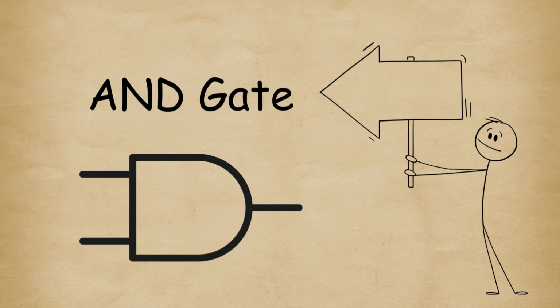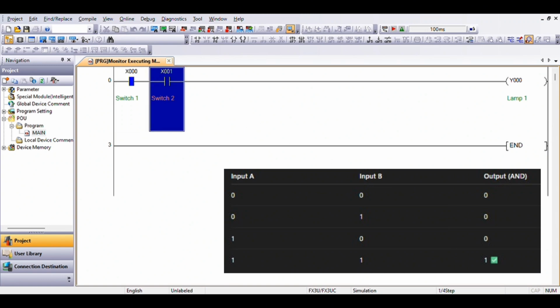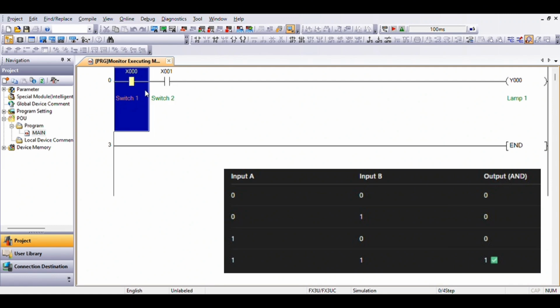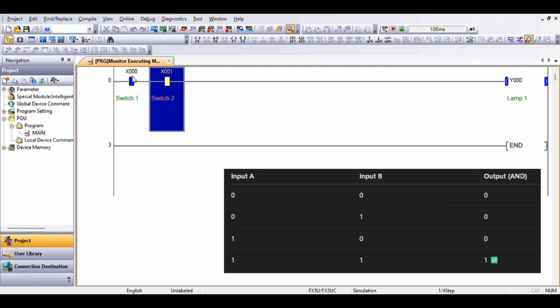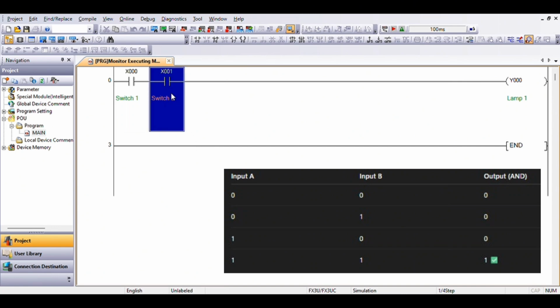AND gate. The AND gate produces an output only if all inputs are on. In my ladder diagram, I connected two inputs in series. When I press both switches, the output lamp turns on. Even if one switch is off, the lamp remains off. This matches the AND truth table, where the only condition that gives A1 is when both inputs are 1.